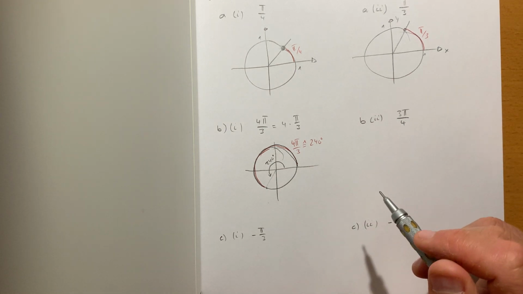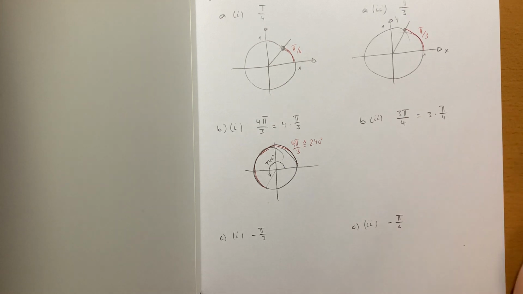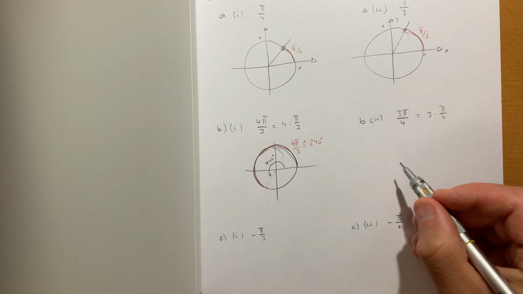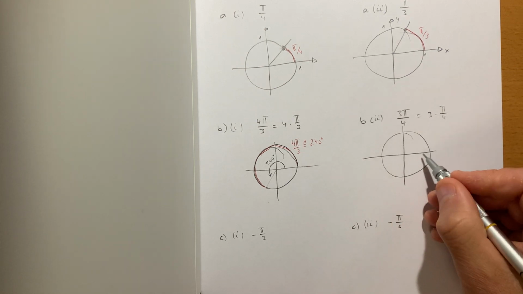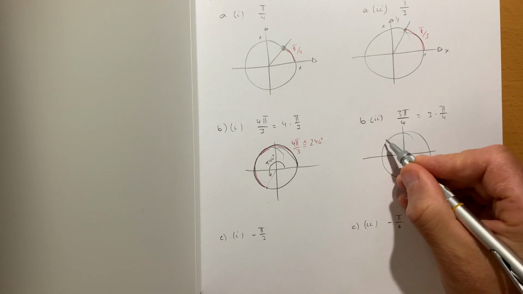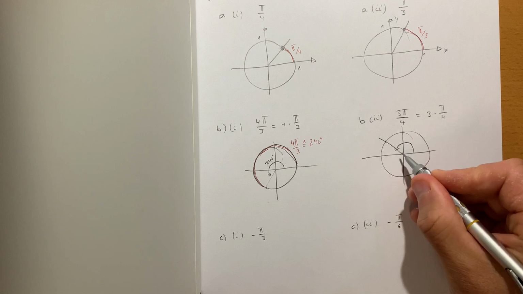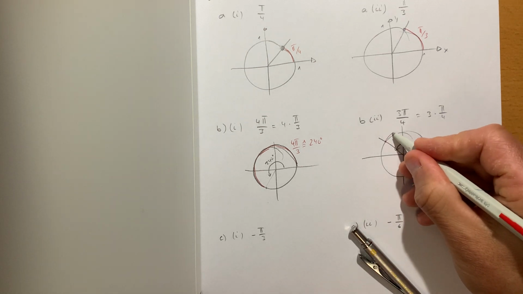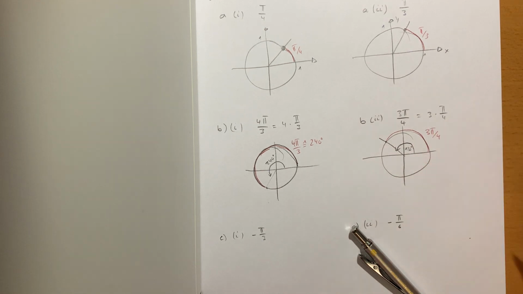3 pi quarters, well, that's 3 times pi quarters. Pi quarters is 45 degrees, so this is in fact 135 degrees. This is 90 plus another 45, you're out here. So this is 135 degrees, which means this arc length here is 3 pi quarters.